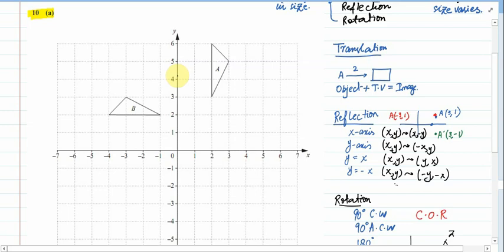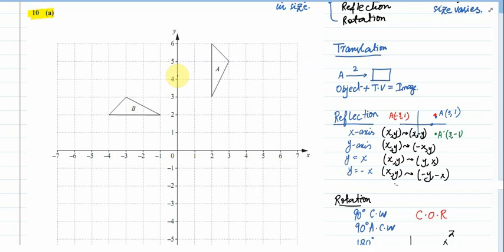So you need to define reflection completely, that is, in which line it is reflecting. Or if you say that it is a rotation, then you need to define rotation completely: what is the angle, what is the direction, and what is the center of rotation. So you need to describe your transformation completely.